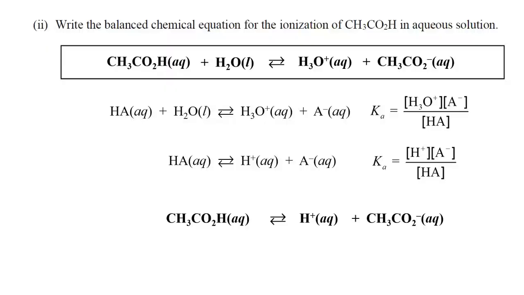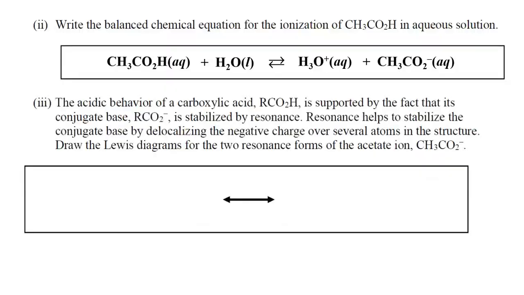Now let's take a look at part 3 of part A. It says the acidic behavior of a carboxylic acid, or RCO2H, is supported by the fact that its conjugate base, RCO2-, which is known as the carboxylate ion, is stabilized by resonance. Resonance helps to stabilize the conjugate base by delocalizing the negative charge over several atoms in the structure. Draw Lewis diagrams for the two resonance forms of the acetate ion, CH3CO2-.